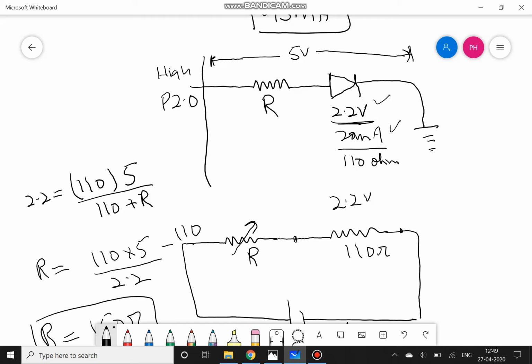That's it about the interfacing of LEDs. In the next video, we will discuss the interfacing of an LCD, liquid crystal display. Thank you.